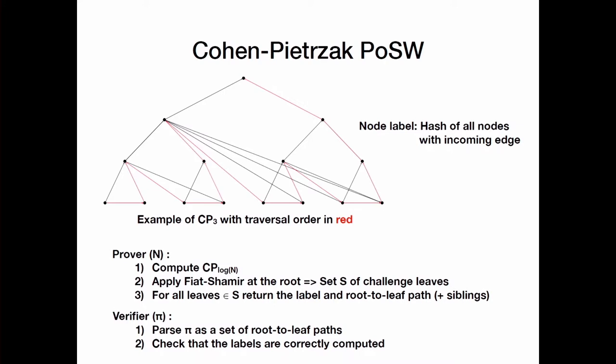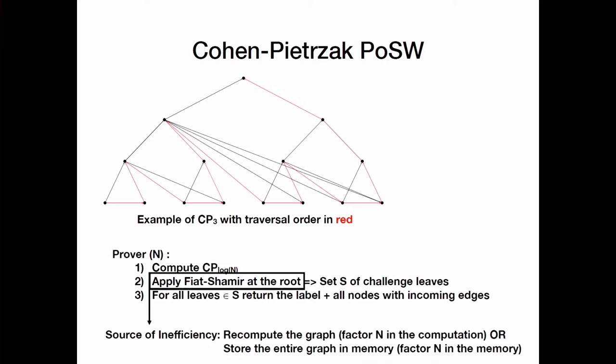But what's the problem? Where does the computational slack come from? Well, the problem comes from the fact that you don't know the set S of challenged leaves until you get to the root, and the root is actually the last step of the computation. So you have no idea which leaves you should keep in memory until you get to the end of the computation, and that's already n steps.